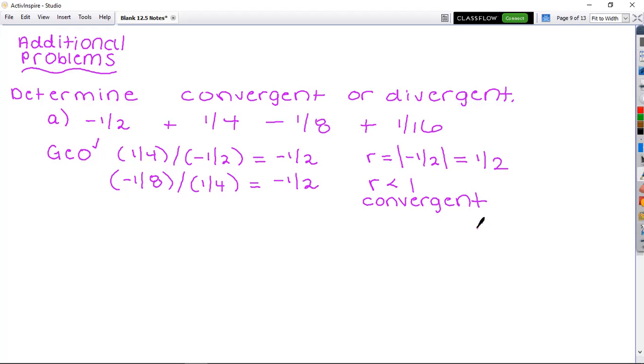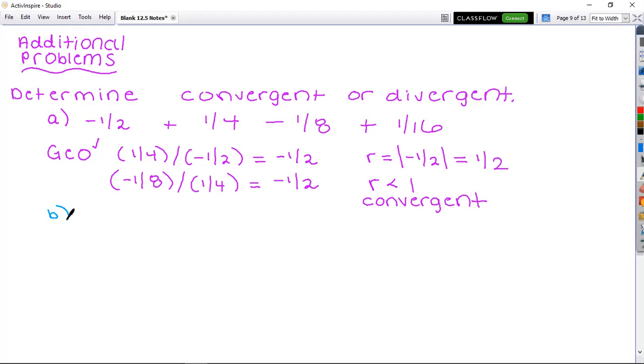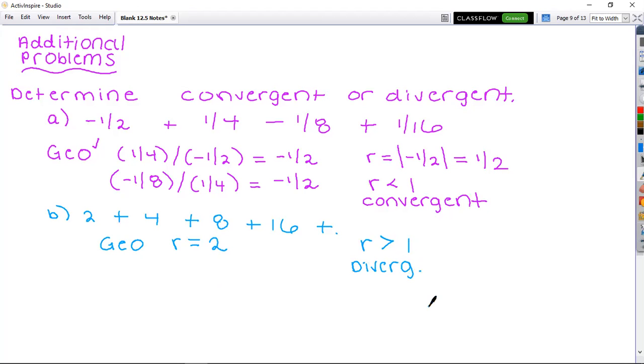Pretty good? Awesome. All right, your next type of example. How about these? I'm going to go 2, 4, 8, 16. In this case, it's obviously not arithmetic, so I'm looking for my geometric ratio. I don't think you really need a formula for this one. I think you can all see that that's just doubling. So then my r value in this case is greater than 1. So this is going to be a series that is divergent. First two, very manageable.